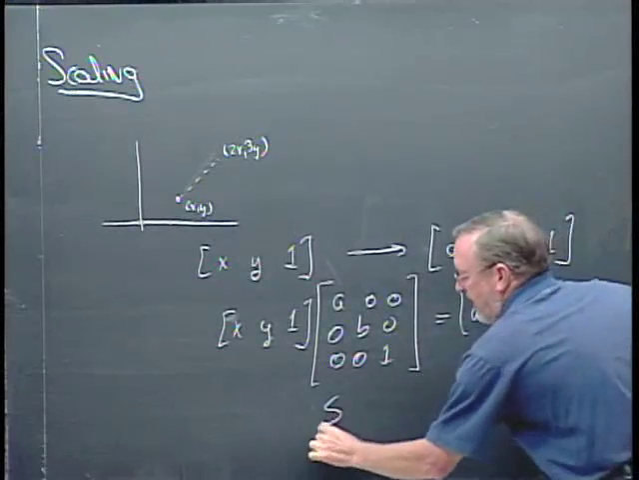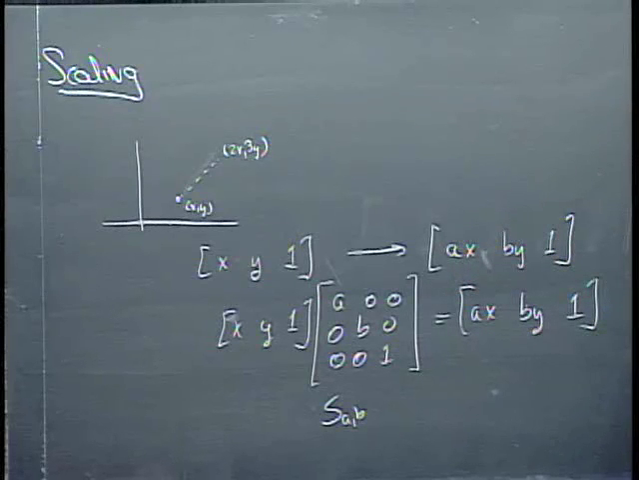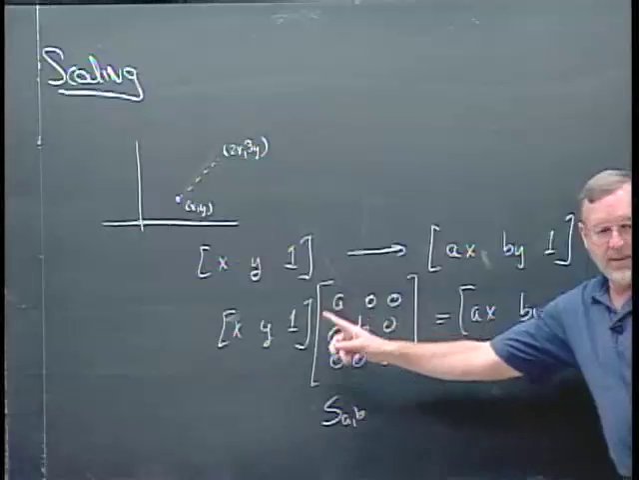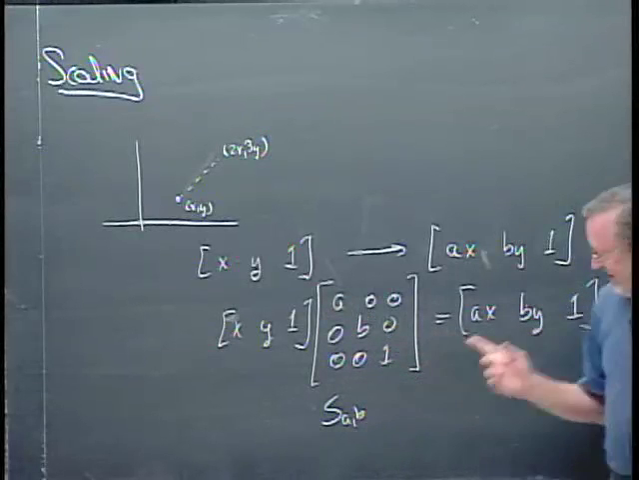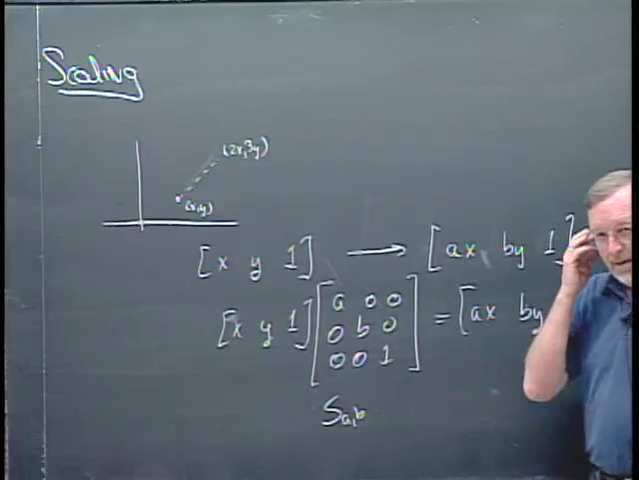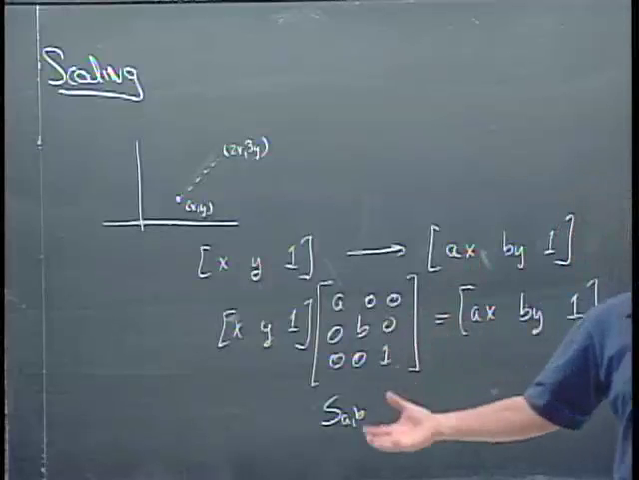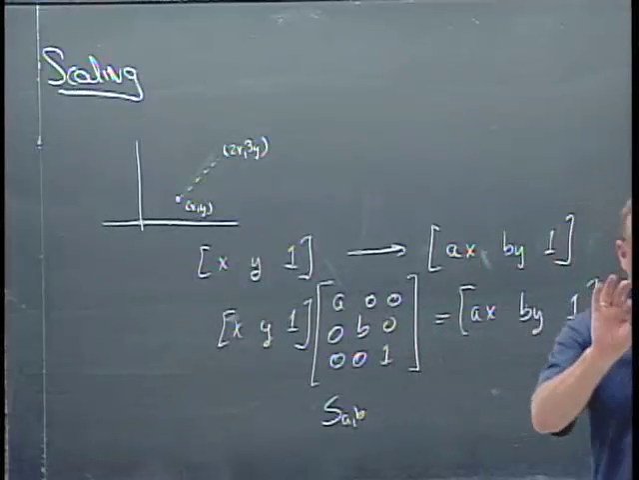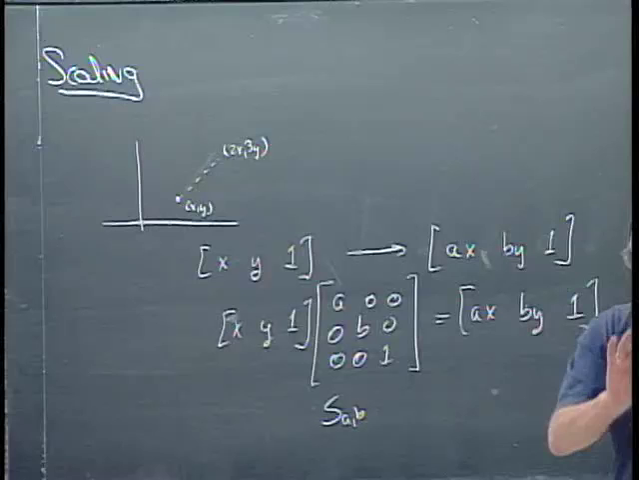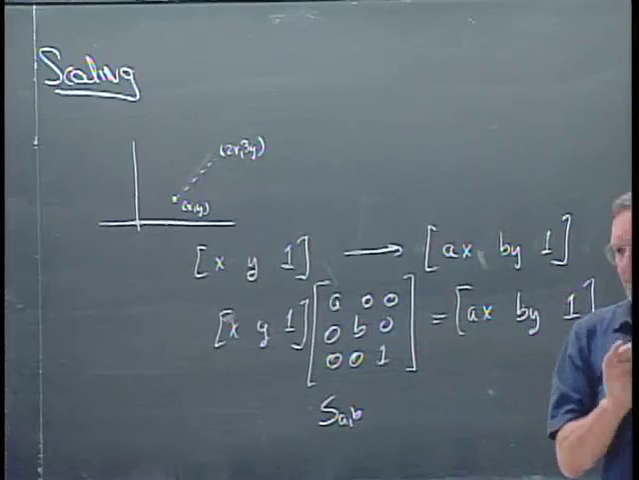In this matrix, I'll call it S of AB, which scales something by AB. Now, we've got to be careful here. I always have students come into my office and say, hey, I've done all this project and all I get is this single dot in the middle of the screen.